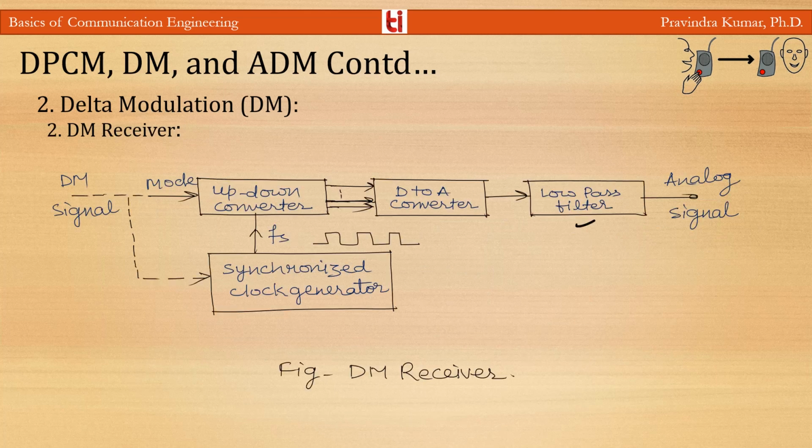And this is the block diagram of a DM receiver, as you can see on your screen. Compare it with the transmitter block diagram. You will find that it is identical to the chain of blocks producing the signal x cap(t), that is the approximated signal. The original modulating signal can be recovered by passing the signal through the low pass filter.